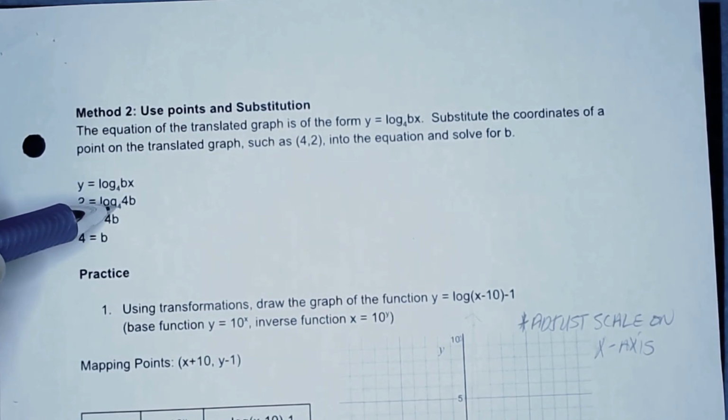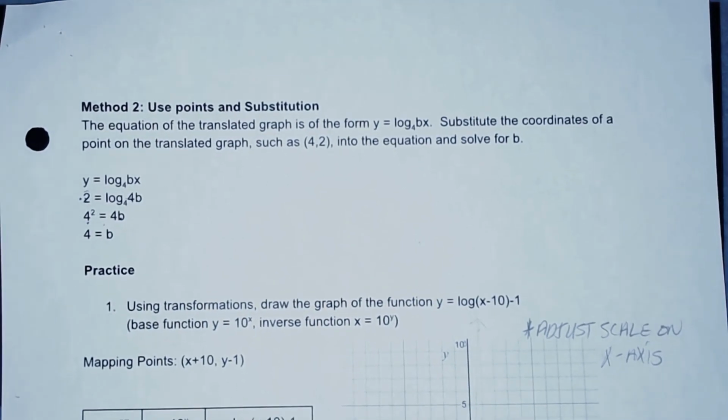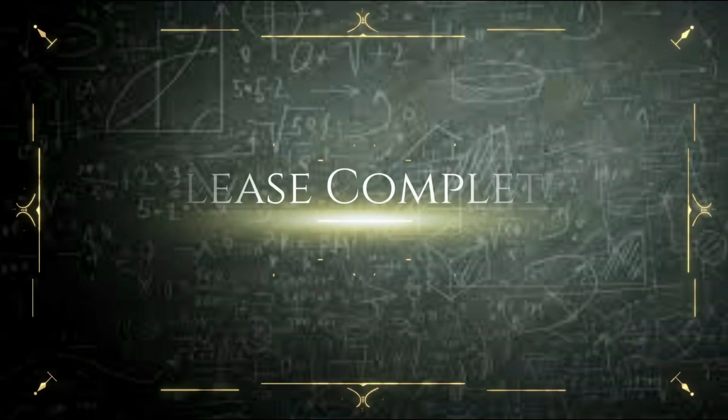Then we get the base 4, the exponent squared is equal to 4 times b, and then you're just solving for b. This would be 4 squared, which is 16, divided by 4 will give you b. Beyond that, you have some practice questions and you can complete those before class.